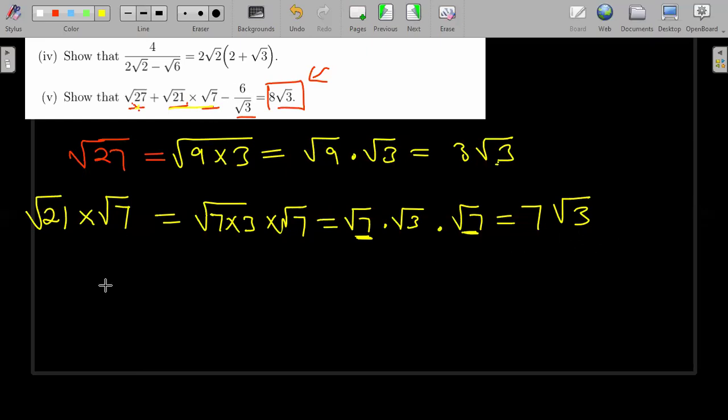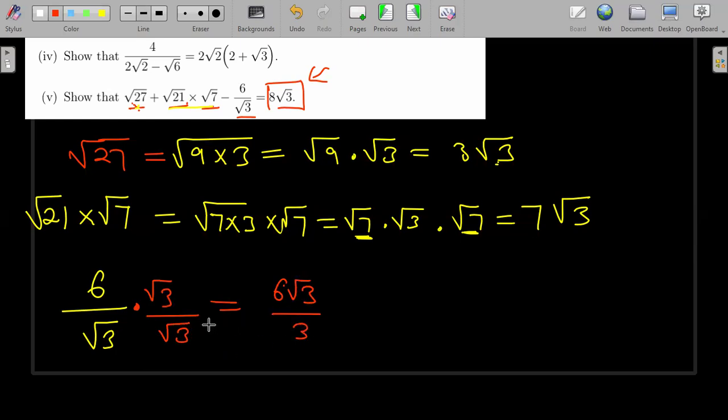Then we are remaining with the 6 over the root of 3. Here we rationalize the denominator. I multiply the top part by the root of 3 and the bottom part by the root of 3. So this will just become 6 root of 3 over 3. I see that I can actually divide here because 3 can go into 6. So this is the same as 2 root of 3. So this root of 27 is 3 root of 3. This root of 21 multiplied by root of 7 is 7 root of 3. And this 6 over root of 3 is the same as 2 root of 3.